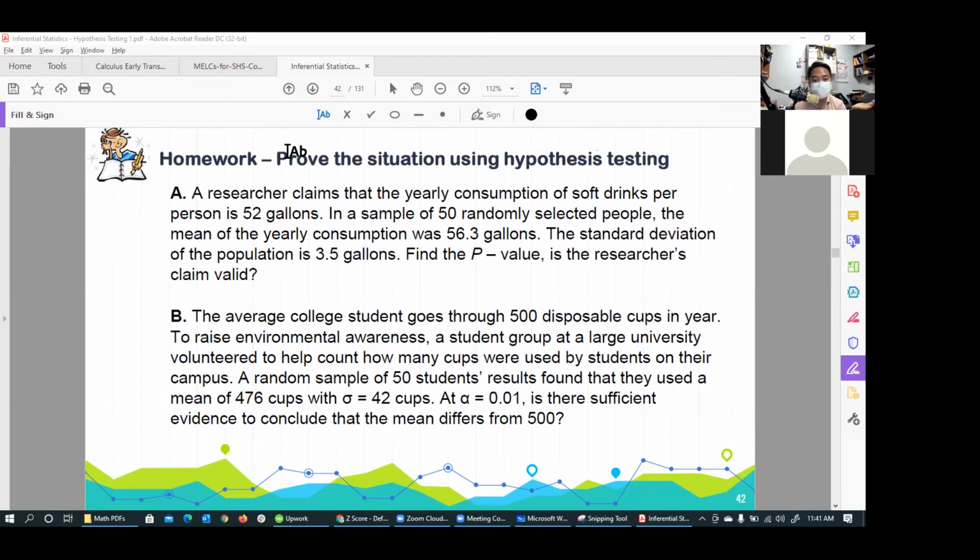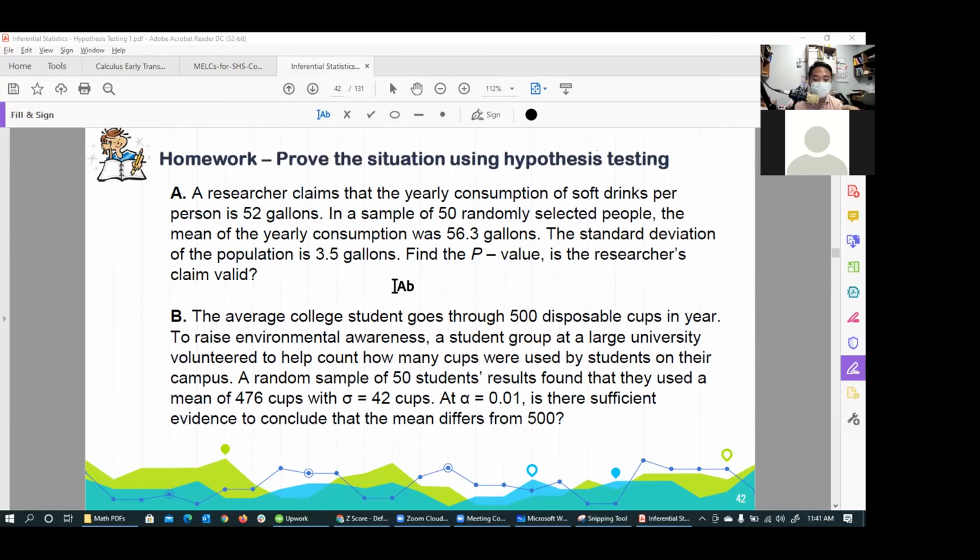So I'm gonna upload this, guys, as our assignment. These two things here. A researcher claims that the yearly consumption of soft drinks per person is 52 gallons. In a sample of 50 randomly selected people, the mean of the yearly consumption was 56.3 gallons. The standard deviation of the population is 3.5 gallons. Find the p-value. Is the researcher's claim valid?